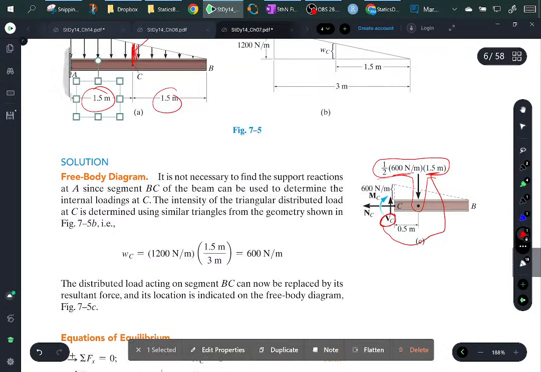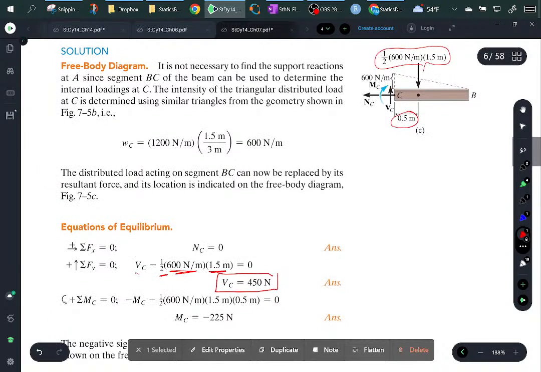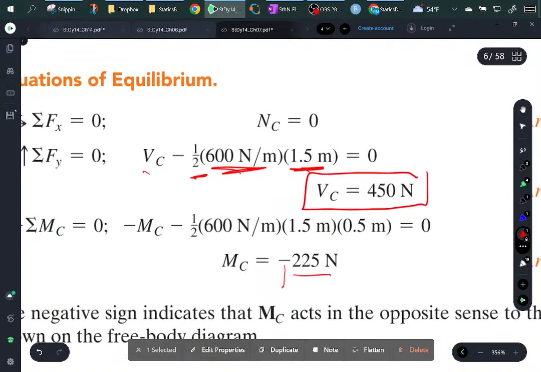Now your moment will be 1.5 times this value, which I think is 450 still. And then your moment is actually going to have to be going the other direction. And then it's 225.